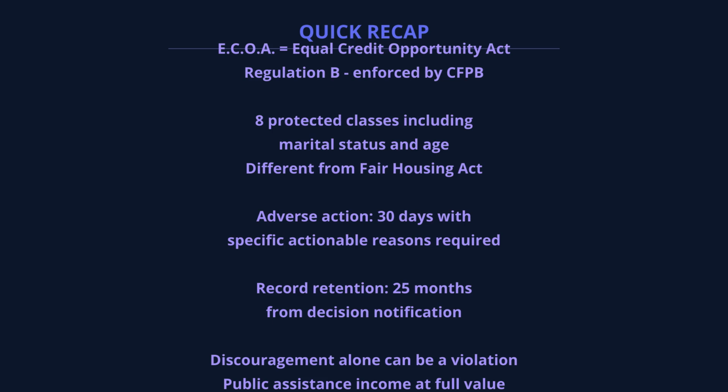Quick recap of ECOA. ECOA is the Equal Credit Opportunity Act implemented by Regulation B enforced by the CFPB. 8 protected classes including marital status and age, different from the Fair Housing Act. Adverse action, 30 days from complete application with specific actionable reasons required. Record retention, 25 months from decision notification. Discouragement alone can be a violation. Public assistance income must be counted at full value. Disparate impact can violate ECOA without discriminatory intent.